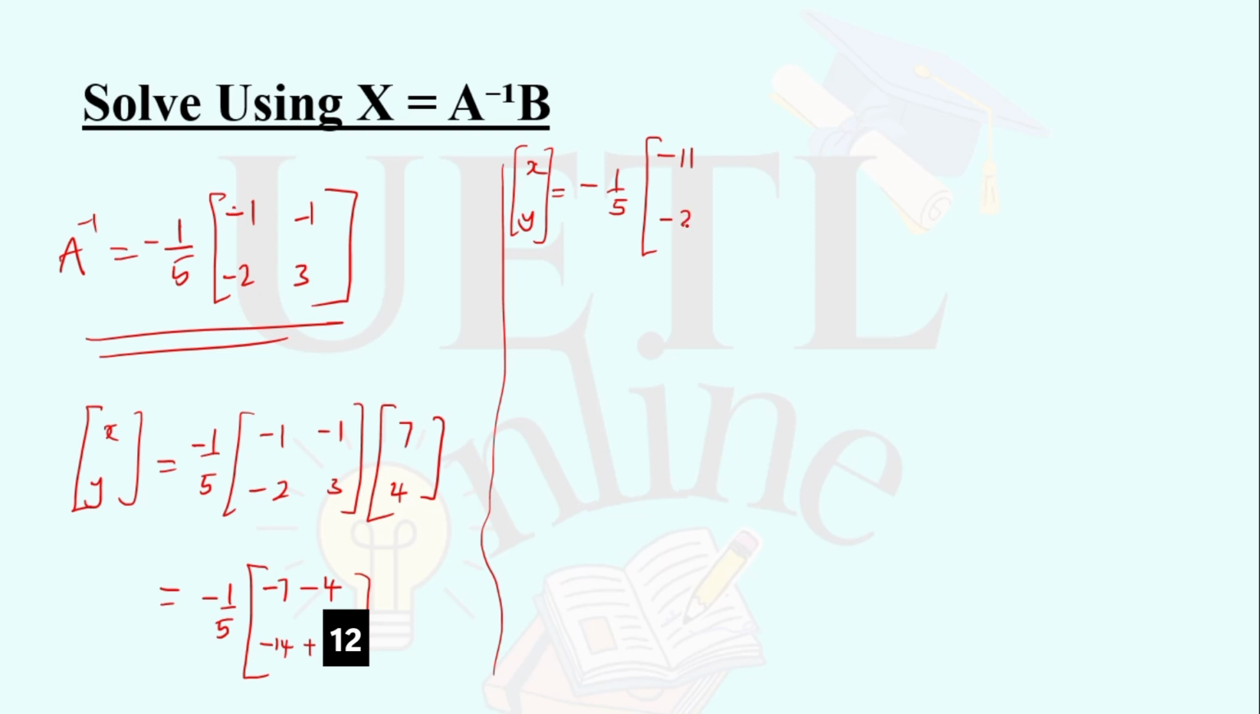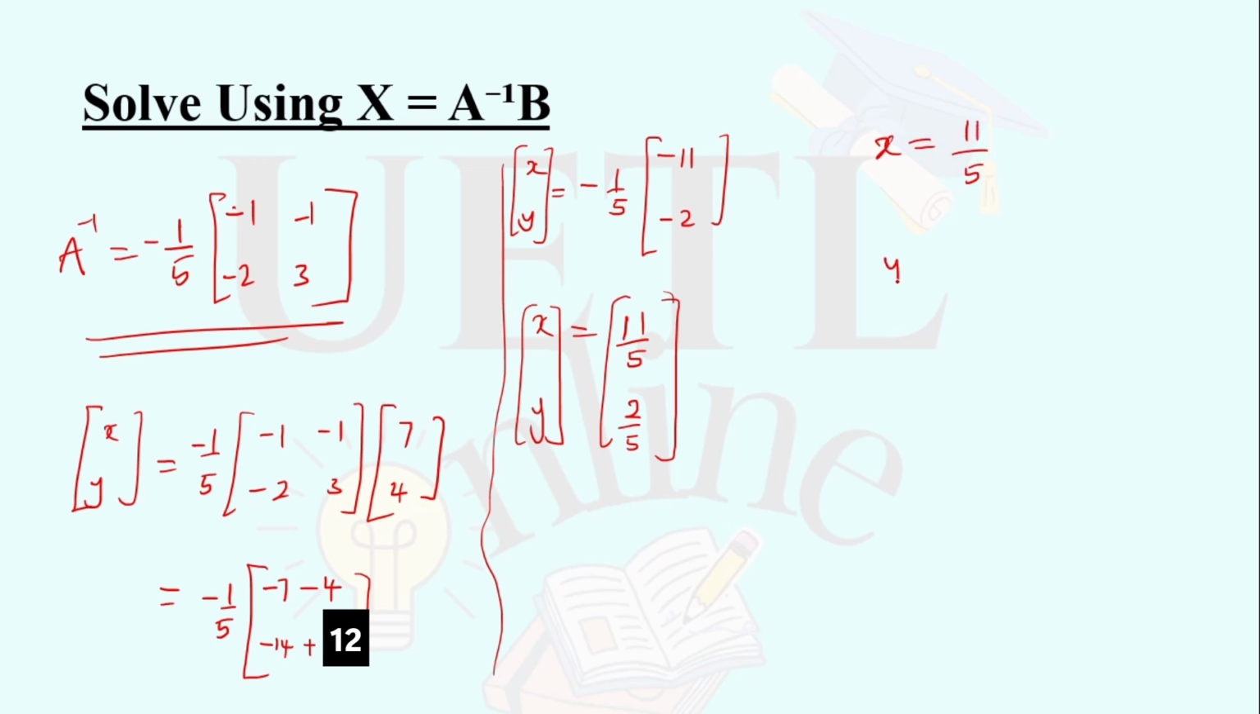So this means that our answer becomes 11 over 5 here, and here it becomes 2 over 5. So that's it. So x, y: this means that x is equal to 11 over 5 and y is equal to 2 over 5.